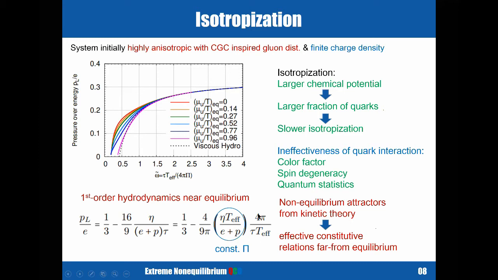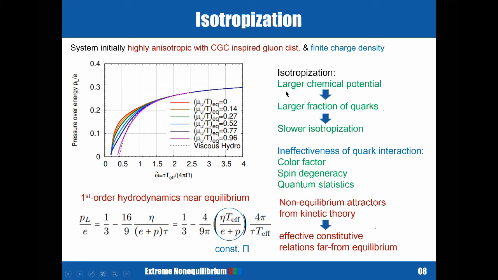We can see this is the pressure over energy figure, which I have compared with the viscous hydrodynamic asymptotic form. Here I use different chemical potential over temperature as an indicator of different amounts of density in this system, starting from zero density, which means an even number of quark and antiquark, up to large chemical potential, where the quark number is much larger than the antiquark number. We see that the building up of the isotropization of the system is quicker for smaller chemical potential and slower for larger chemical potential.